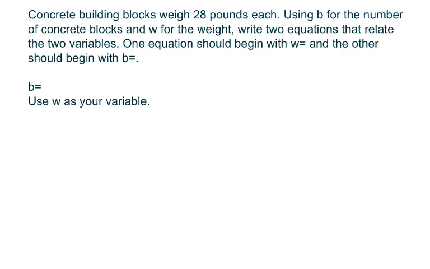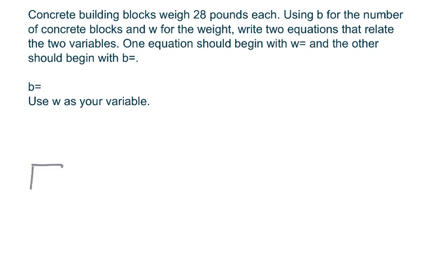Concrete building blocks weigh 28 pounds each. Using B for the number of concrete blocks and W for the weight, write two equations that relate the two variables. One equation should begin with W equals and the other should begin with B equals. For an equation beginning with B equals, use W as your variable.